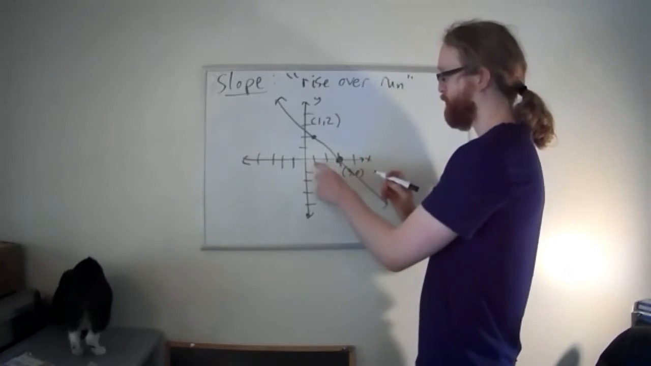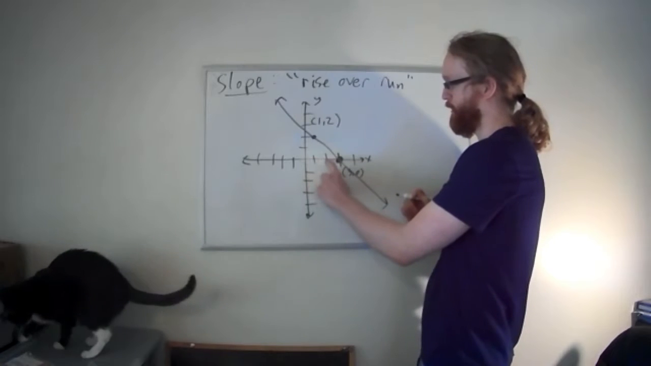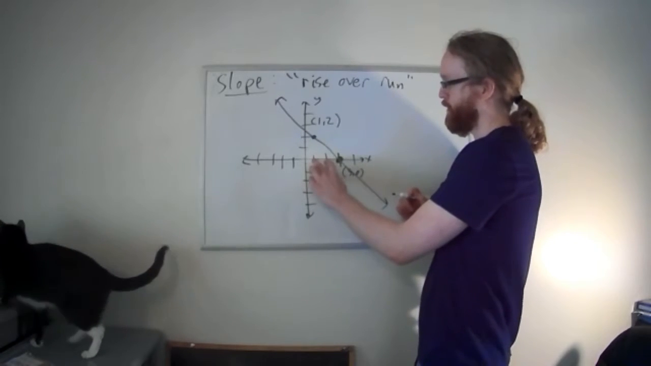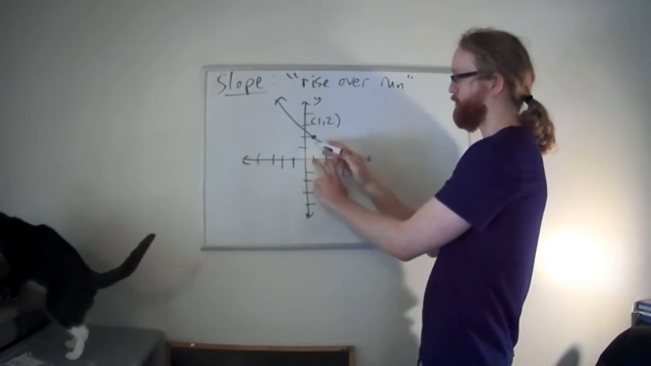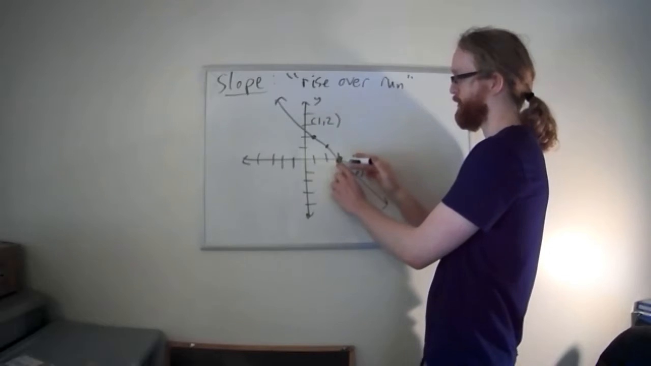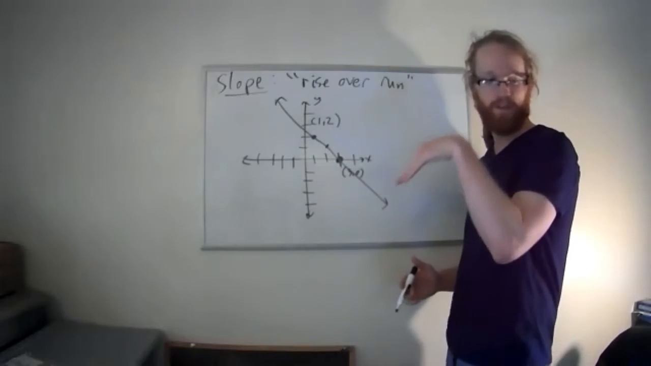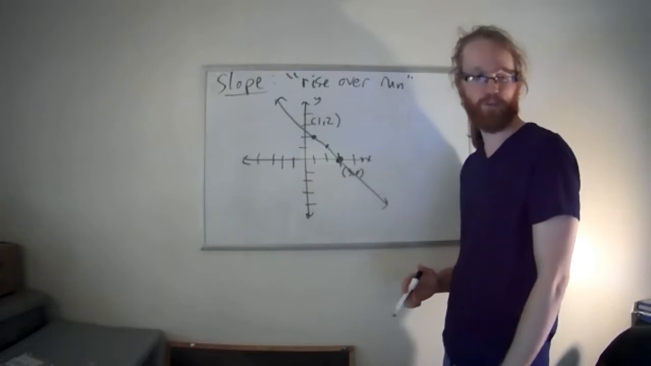So maybe if I start at one point, maybe here, and then I move to the right by 1 unit, you'll notice I started up here, but then as I move to the right 1 unit, now I'm down here. If I move to the right another unit, I've gone down even lower. So as I move from left to right, my line is going down.